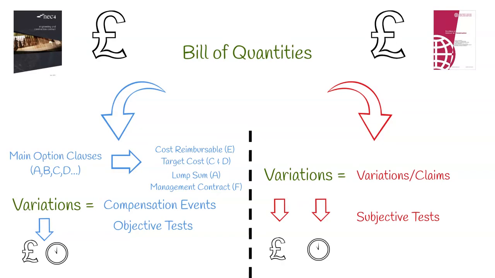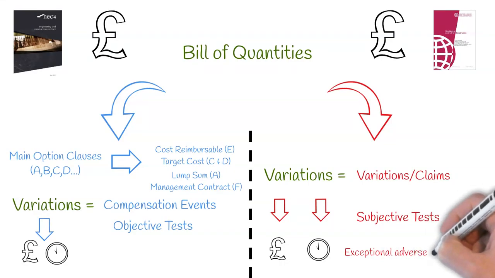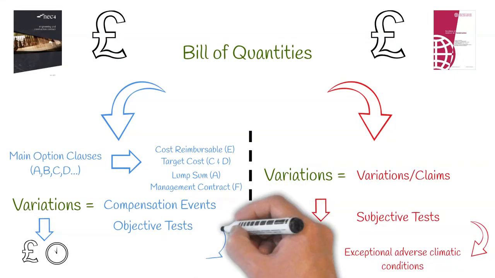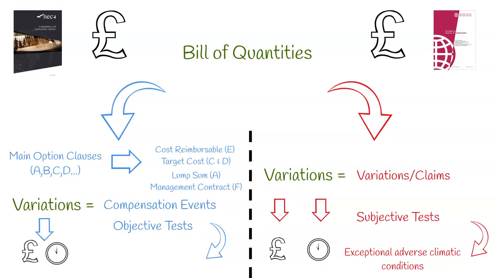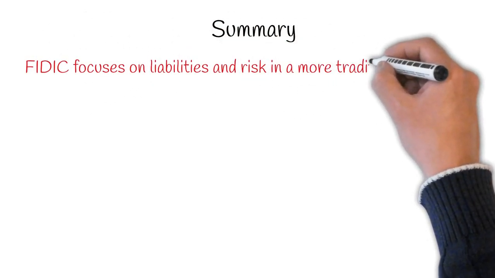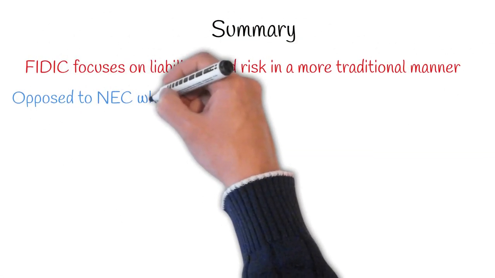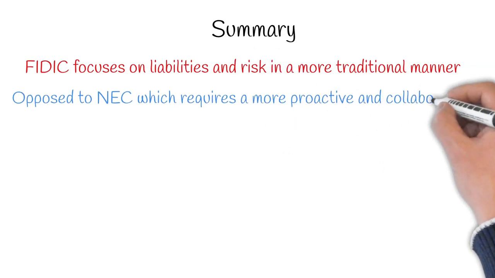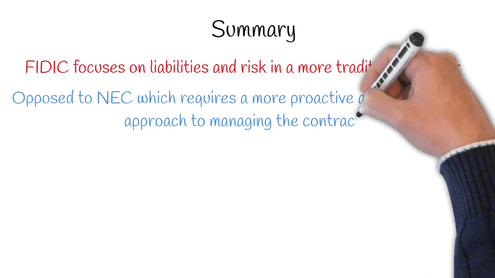An example of this is weather. FIDIC refers to exceptional adverse climate conditions, which is subjective, whereas NEC uses a worse than 1 in 10 year approach to weather, which is objective. To summarise, FIDIC focuses on liabilities and risk in a more traditional manner, opposed to NEC, which requires a more proactive and collaborative approach to managing the contract.